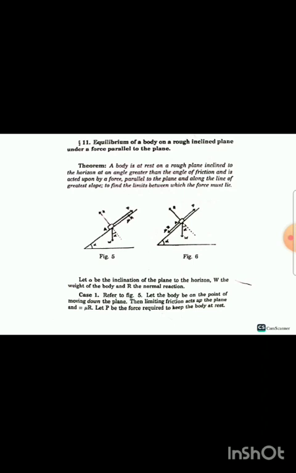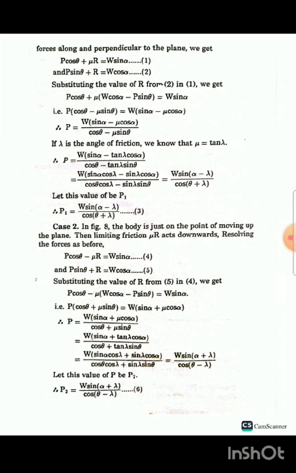Since the body is on the point of moving down the plane, the limiting friction acts up the plane. Here the limiting friction is denoted as mu R. Let P be the force required to keep the body at rest. Resolving the forces along and perpendicular to the plane, we get P cos theta plus mu R is equal to W sin alpha. This is equation 1. And P sin theta plus R is equal to W cos alpha. This is equation number 2.